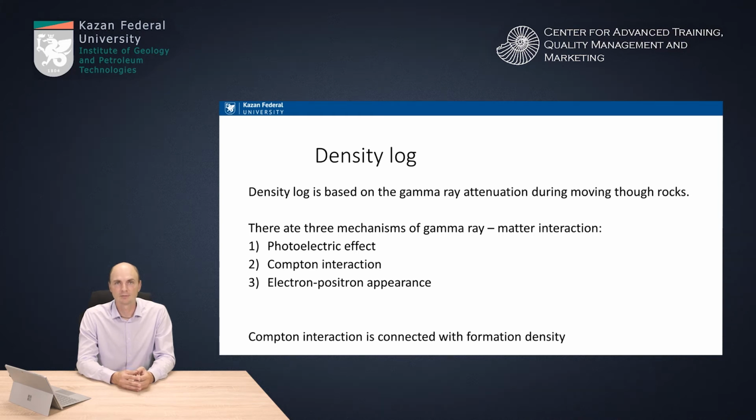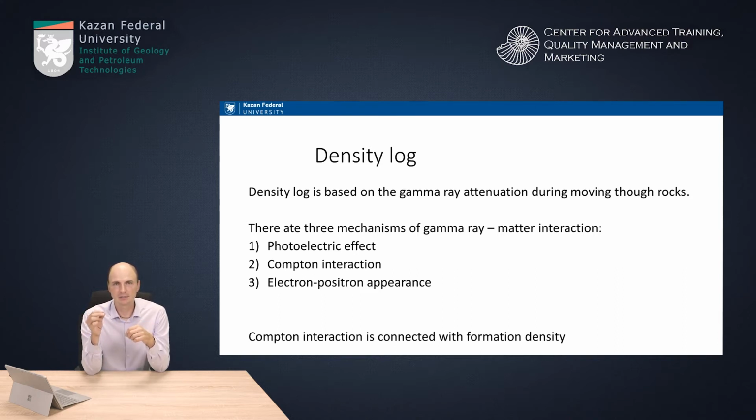Density log or the Rhob log. Density log is based on gamma ray attenuation while moving through the rocks. If we push the gamma rays into the formation, they can interact with matter through three different mechanisms: photoelectric effect, Compton effect, and electron-positron appearance.